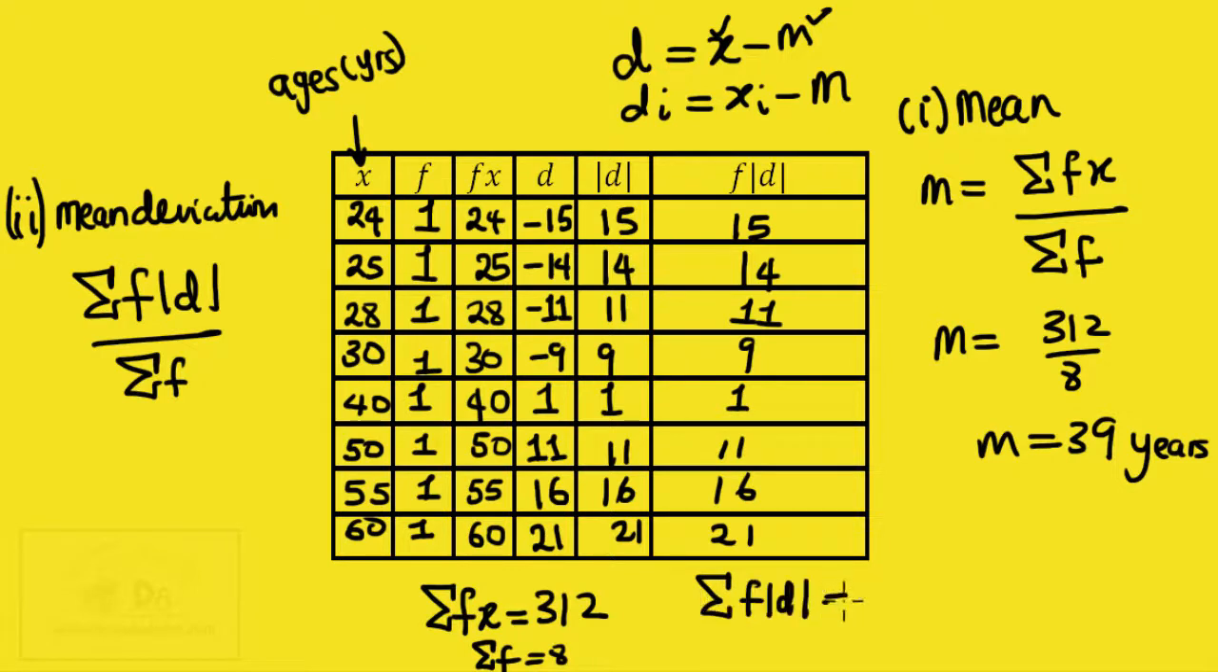So 15 plus 14 plus 11 plus 9 plus 1 plus 11 plus 16 plus 21 is equal to 98. Therefore, our mean deviation is simply equal to 98 divided by the sum of the frequencies, 8, which is equal to 12.25 years.